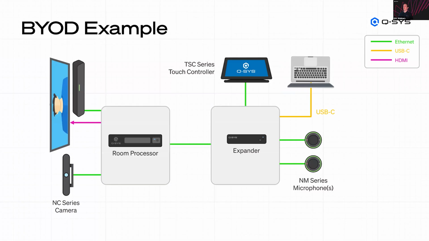Here's an example of a bring your own device type setup. So a TSC controller, like we mentioned, on the table, a couple of NMT microphones. You'll plug in the USB-C from your laptop into that expander. And the room processor then connects directly to the display. Very, very easy and simple setup there. Really great for a simple bring your own device room when you still need some control there.